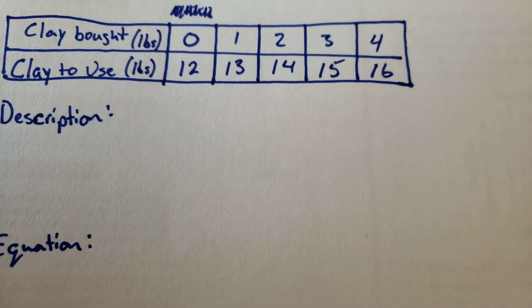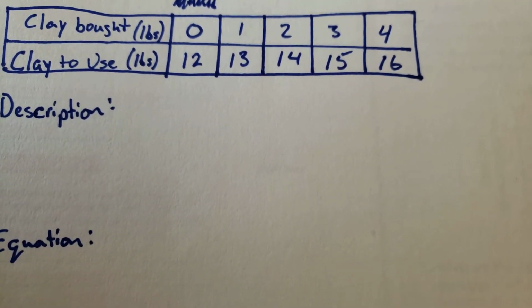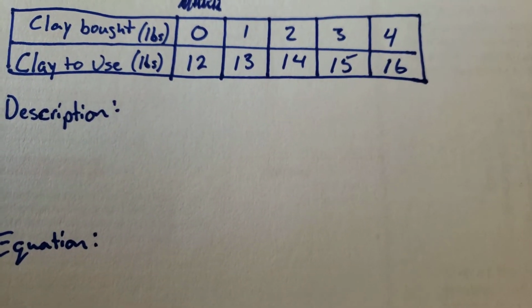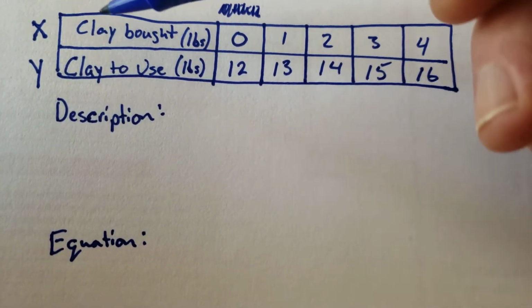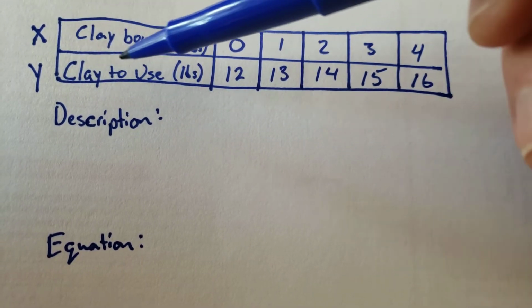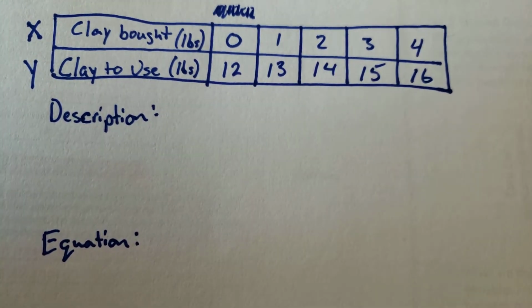Now, what we also learned in class is that independent variables are always x and dependent variables are always y. So boom, right there. The clay bought has to be the x variable. The clay to use has to be the y variable.